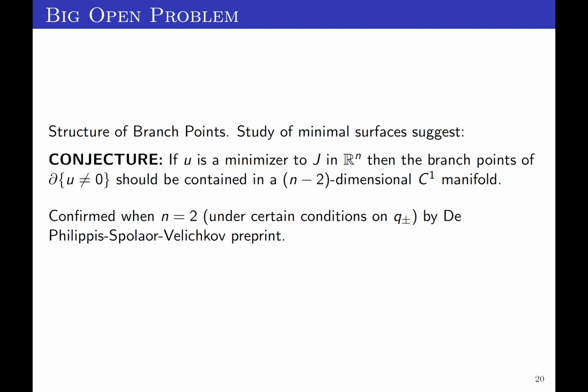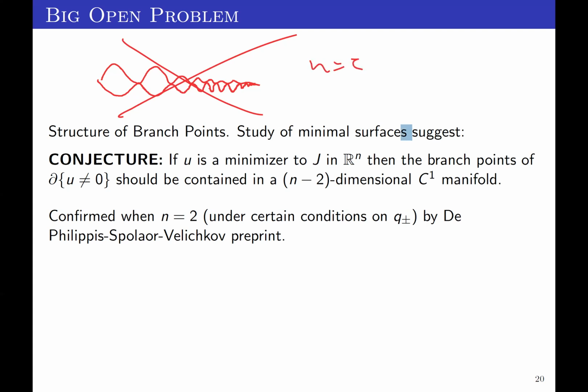Studying minimal surfaces suggests that the branch points shouldn't be too large. In particular, the branch points should be contained in an n-2 dimensional manifold. Okay? So basically it's saying no to this picture where I showed you an accumulation of branch points. Right, because here n equals 2, so an n-2 dimensional manifold is a 0-dimensional manifold, which means I should just have isolated points. They're not allowed to accumulate.